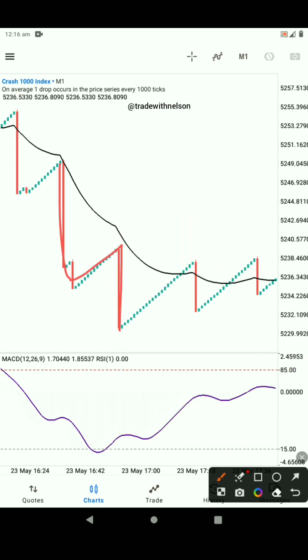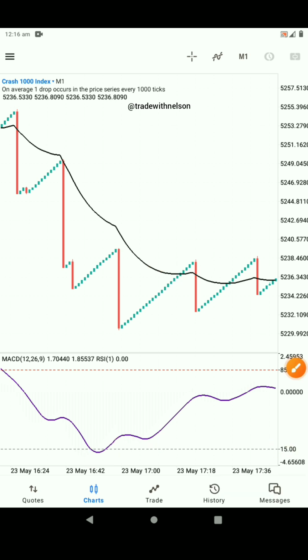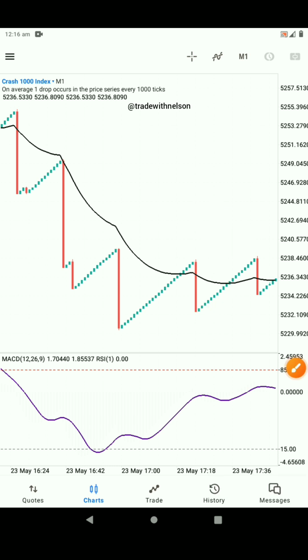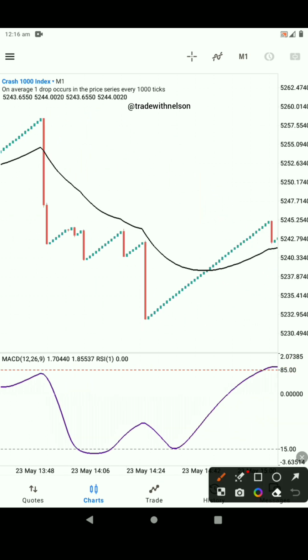This is also another one at this point. Spike, retrace, spike, pushes the MACD into the 15 level, generates 2 candles above the moving average after entering the 15 level. Have a spike, enter your buy and count your 5 candles. The market delivers that.